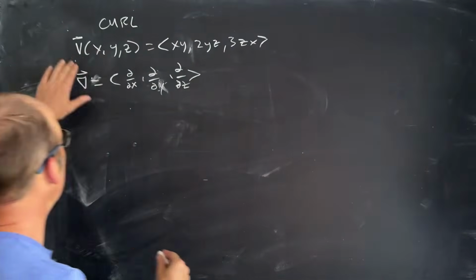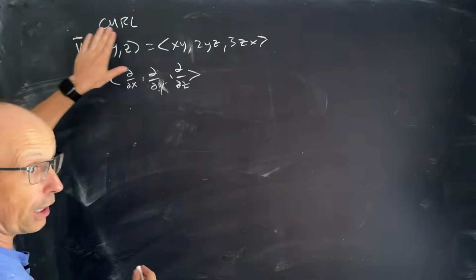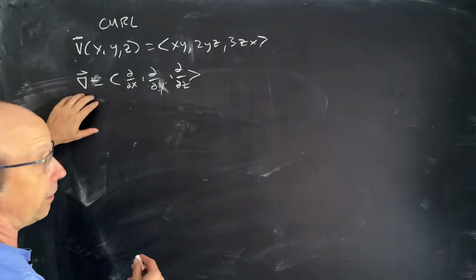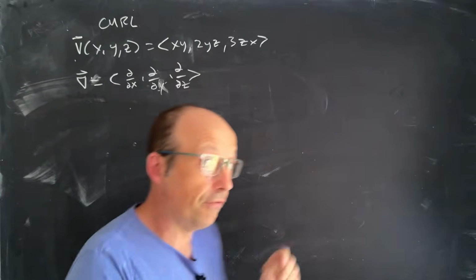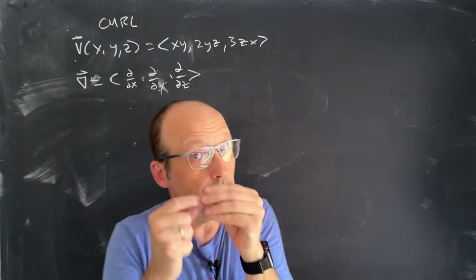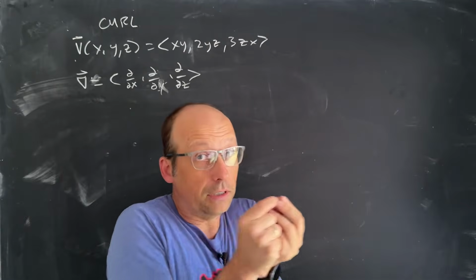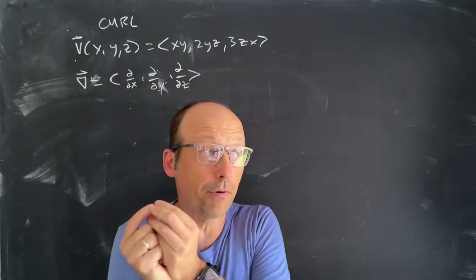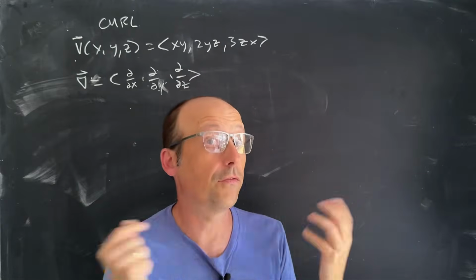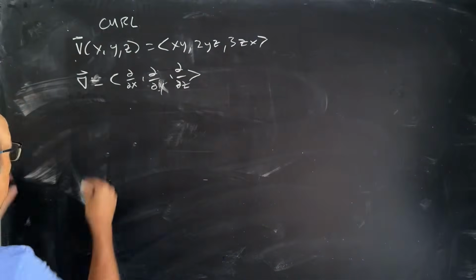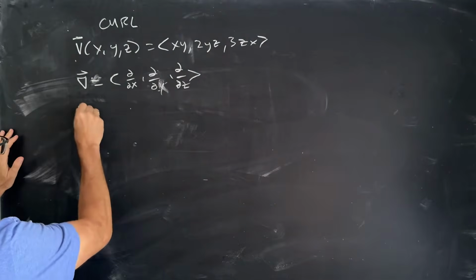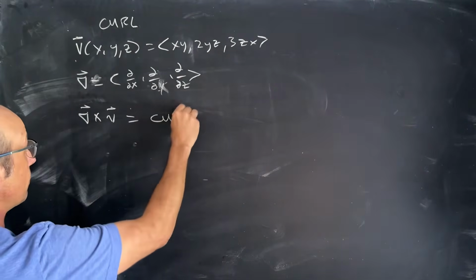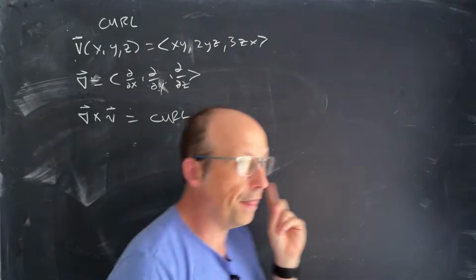So remember, I have this vector function right here. I give it x, y, and z coordinates. It gives me back a vector value. And we have the del operator right here, which is a vector operator. So if you operate that vector on a scalar function, you get the gradient. If you take the dot product between that operator and a vector function, you get the divergence. And if you take the curl, it's going to be the cross product. So del cross v is the curl. Now let's talk about what that means.